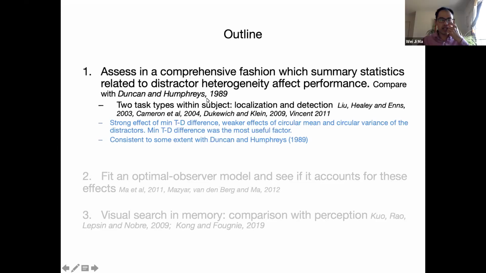Oh, he misclicked. Just keep going. Okay. Okay.